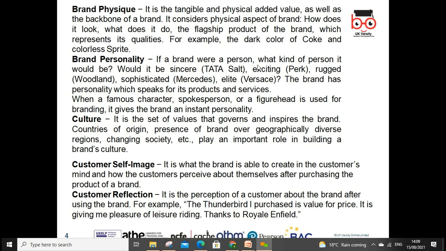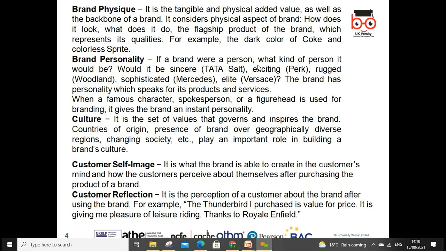Brand personality: if the brand were a person, what kind of person would it be? Would it be sincere, tough, rugged, exciting? Woodland is rugged, Mercedes is sophisticated and elite. The brand personality speaks through its product and service. When a famous character, spokesperson, or figurehead is used in branding, it gives the brand instant personality. If a celebrity is using a particular brand, then this brand is associated with that person.